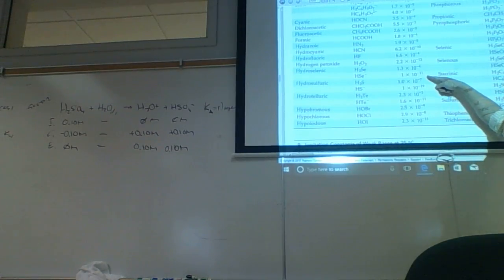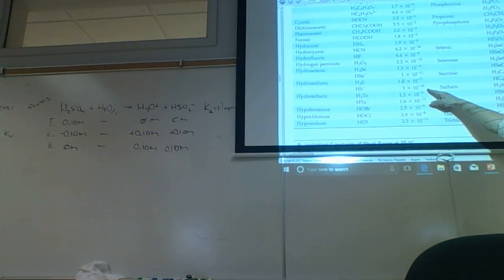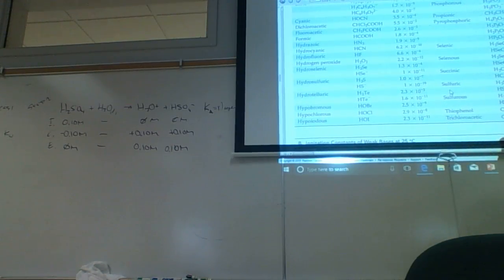So 10 to the minus 13 so far is small. Oh, here's a 10 to the minus 19. 10 to the minus 19, that's extremely small. This is significant. What's significant about 10 to the minus 19? You can make the simplifying assumption, but there's something else that's significant about 10 to the minus 19.